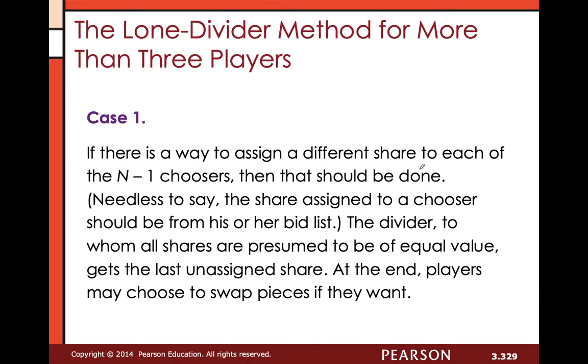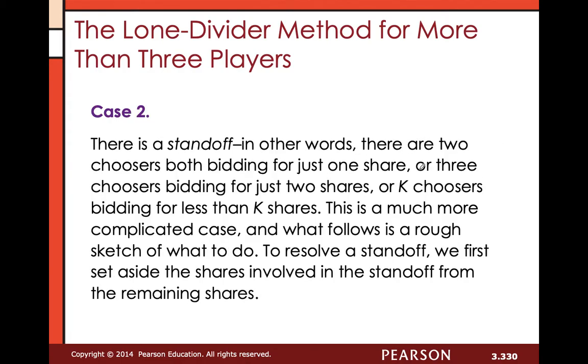At the end, players can swap if they want. Case number 2 is like the previous example, the end of it, where we had a standoff. In other words, there were 2 choosers bidding for just a single share, or possibly 3 choosers bidding for just 2 shares, or K choosers bidding for less than K shares, if you want to generalize it out to whatever number you'd like.